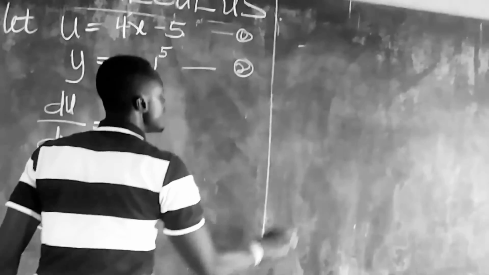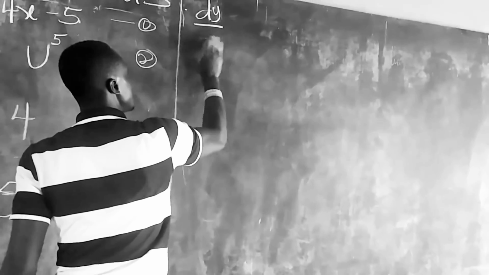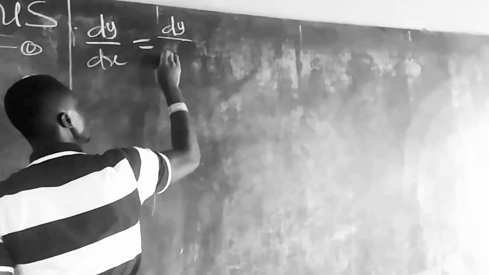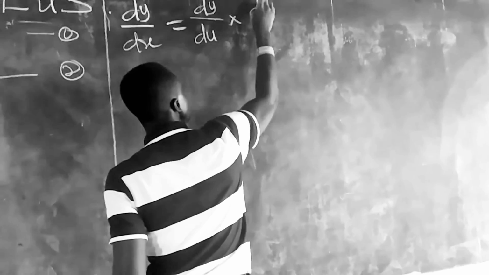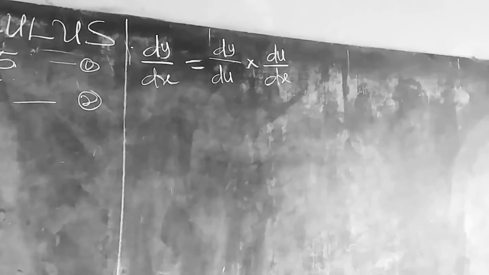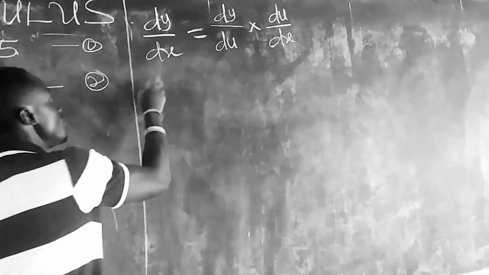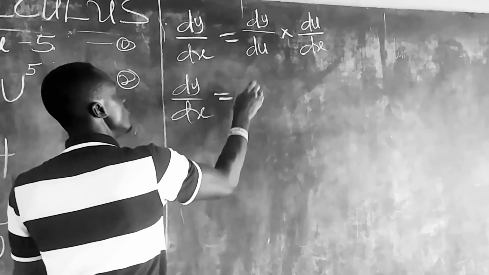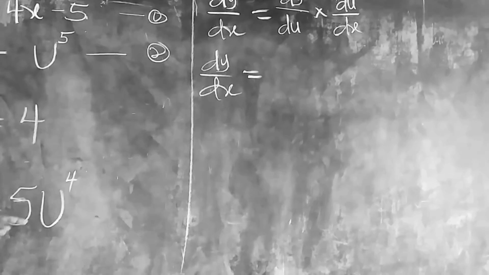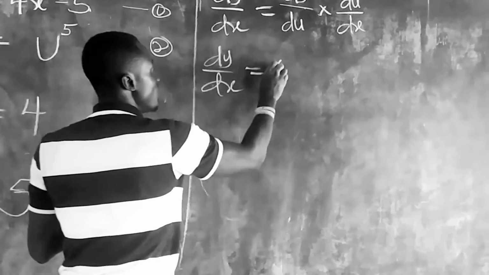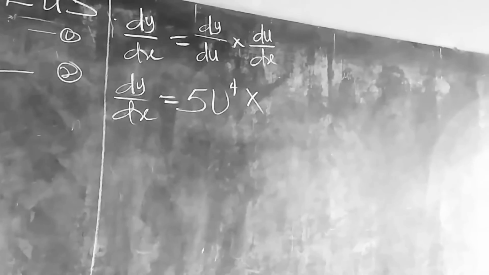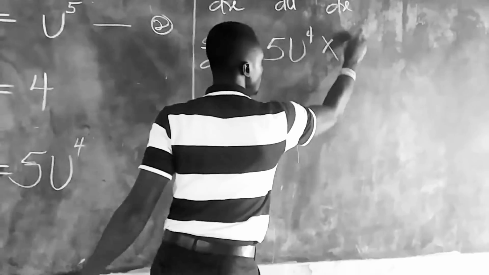The chain rule says that your dy/dx is the same as dy/du times du/dx. Then at this level, all that you have to do is substitution. So your dy/dx will be equal to, what is dy/du? dy/du is 5u exponent 4, so you write 5u exponent 4 times du/dx. du/dx is 4, so times 4.